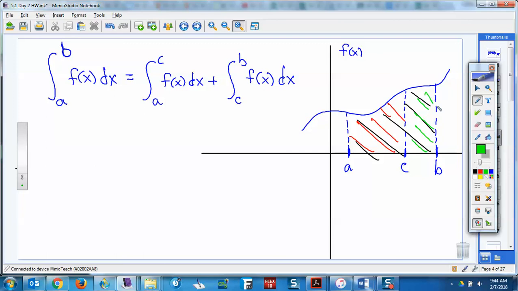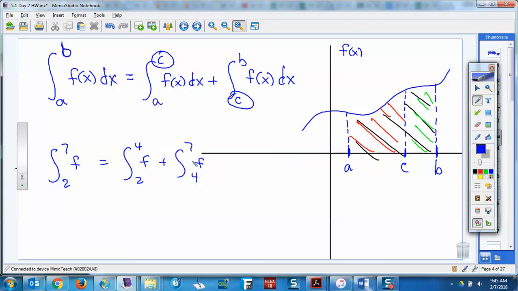Now, it seems very obvious. But what we talked about yesterday is that the C doesn't have to be in between the A and the B for this to work. So, we were talking about how areas below are negative, or if we go backwards, it's negative. Well, here's an example where this comes out. Let's say I had the integral from 2 to 7 for some function. Well, it's pretty obvious that that would equal the area from 2 to 4 plus the area from 4 to 7. Everybody would be on board with that.